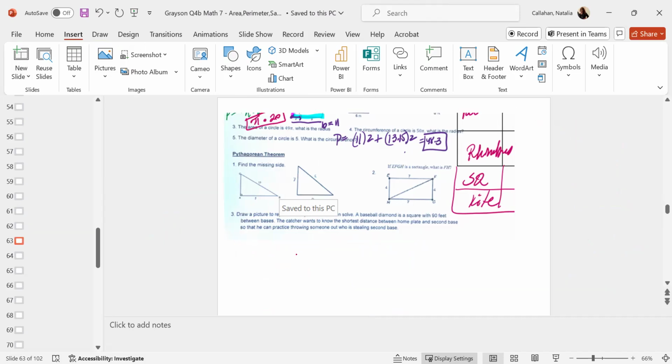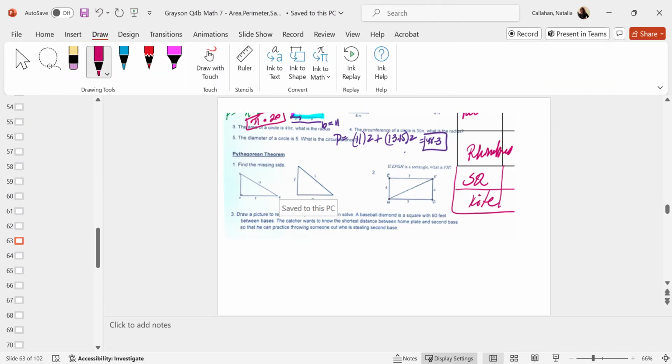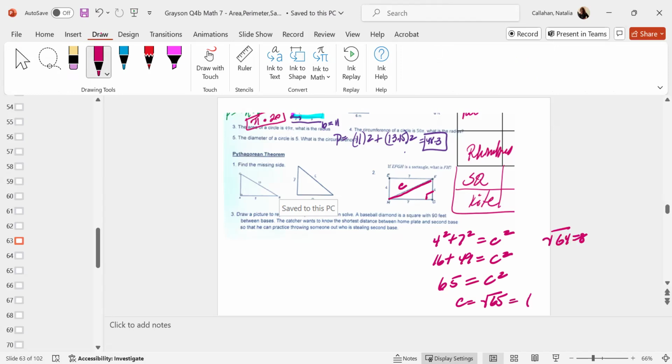Okay, number 2. EF is a triangle. What is FH? FH is the diagonal, yes? Well, you will have to use the Pythagorean theorem, right? How would you set it up? Well, this is C. That's the hypotenuse, right? 4 squared plus 7 squared equals C squared. 16 plus 49 equals C squared. C squared equals 65. C equals the square root of 65. You know the square root of 64 is 8, so 65 is like 8.1. That is your C.